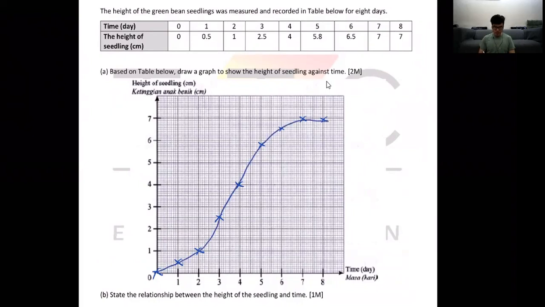So why is there a sharp increase here? This is what we call a rapid growth phase. When you're undergoing puberty, this is it lah.